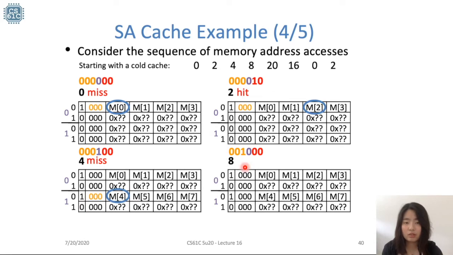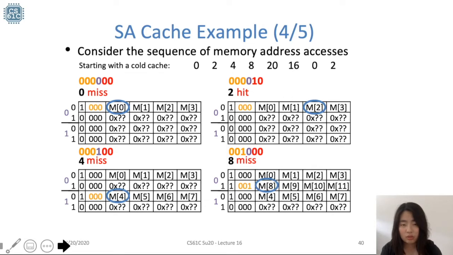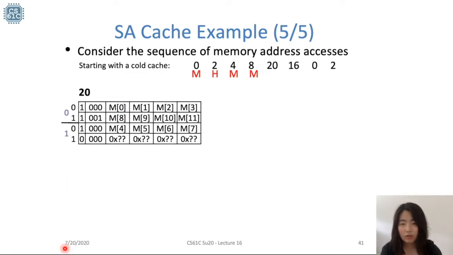Next one is 8. Index bit is 0. We're going to look at the first set. Valid bit is 1. We compare the tag. It doesn't match. So we can place the data into the second slot of set 0. Change the valid bit to 1, record the tag, and bring the data in. So far, we have 3 misses and 1 hit. Alright, moving on, we have 20. Index bit is 1. We compare the tag bits with the first slot. Doesn't match. So we put the data for address 20 in the second slot.